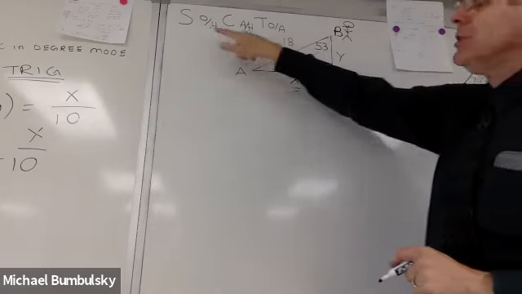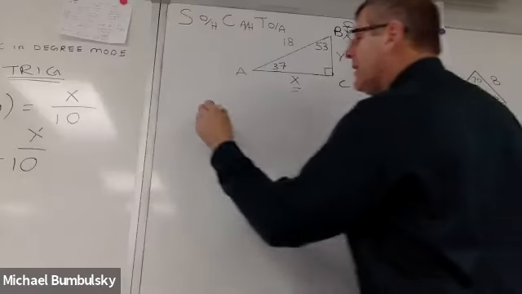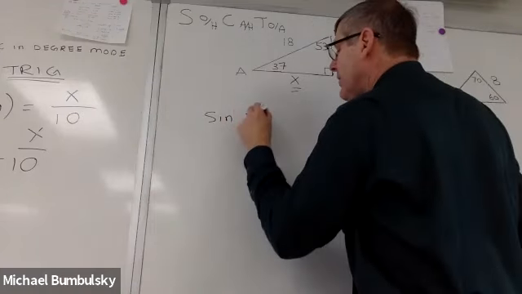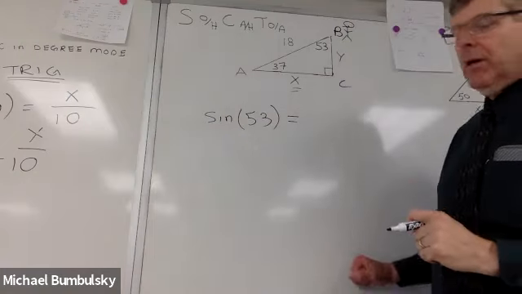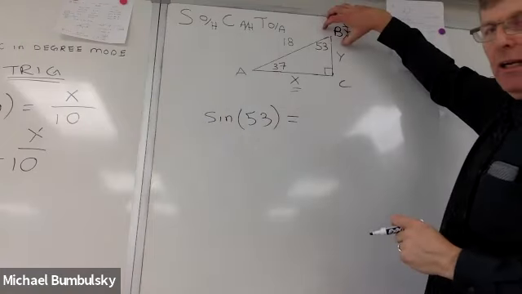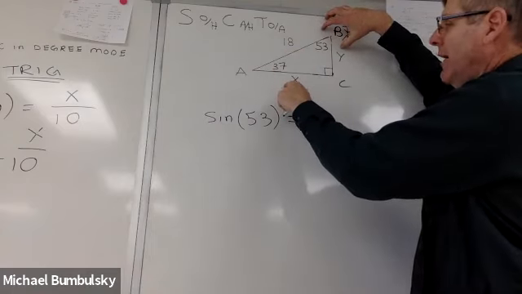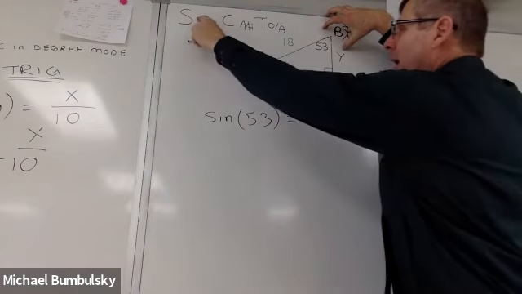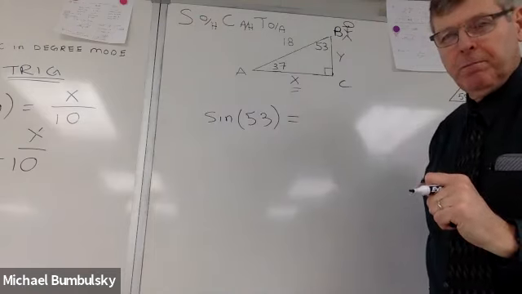What trig function talks about opposite and hypotenuse? Sine. So I want to take the sine from where I'm standing, 53 degrees. Does everybody see that? That's important. You figure out where you're standing, and then you figure out what you know and what you're trying to find. And standing here, this is the opposite and hypotenuse. Opposite and hypotenuse is sine. Does that make sense? Okay.